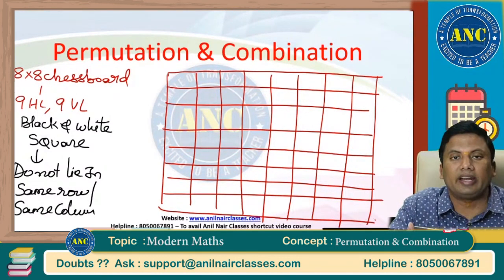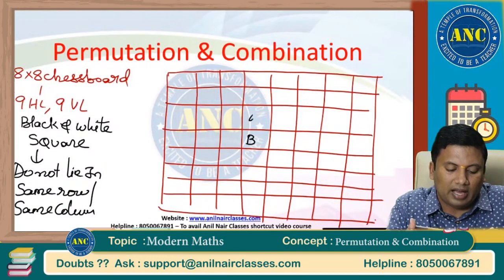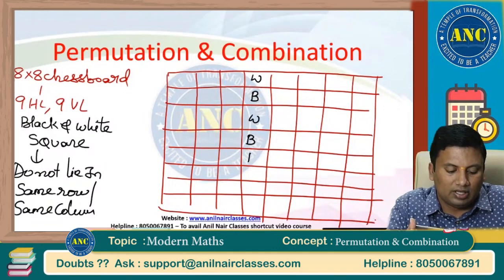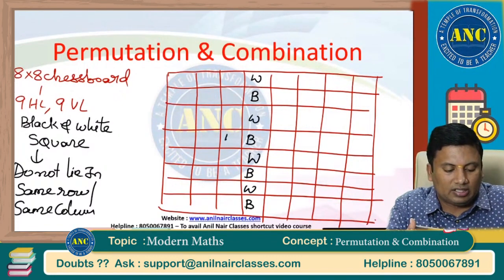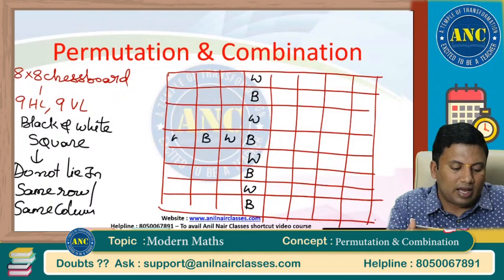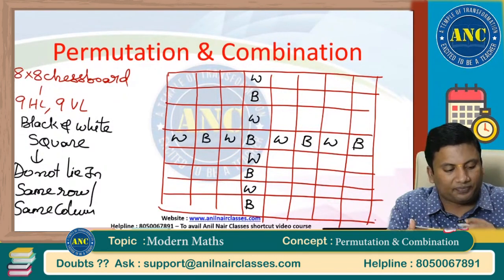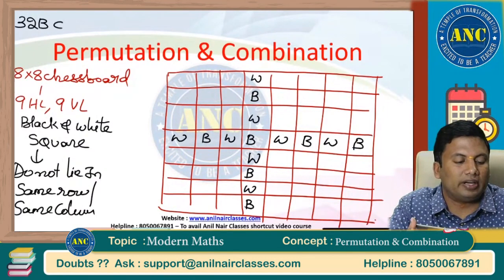If you have ever played chess, the board will be like this. If this is black, this will be white, this will be black, this will be white, this will be black, white and black. Let me take this strip. These white, these black, these white, black, white, black. There will be 32 black and 32 white squares in an 8 by 8 chessboard.